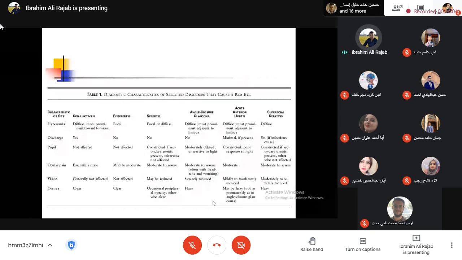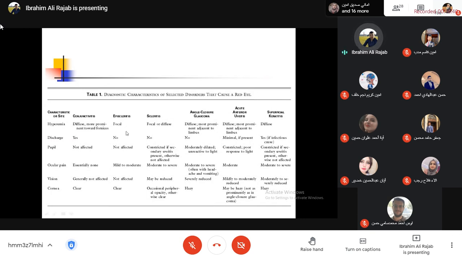And the cornea, if it is purely conjunctivitis without keratitis, the cornea will be clear because the conjunctiva doesn't cover the cornea. So these are the criteria for conjunctivitis. However, there are many causes of conjunctivitis, whether it is bacterial, viral, allergic, but in general, these are the criteria for all conjunctivitis. And we will see later on how to differentiate between each type and each cause of conjunctivitis.